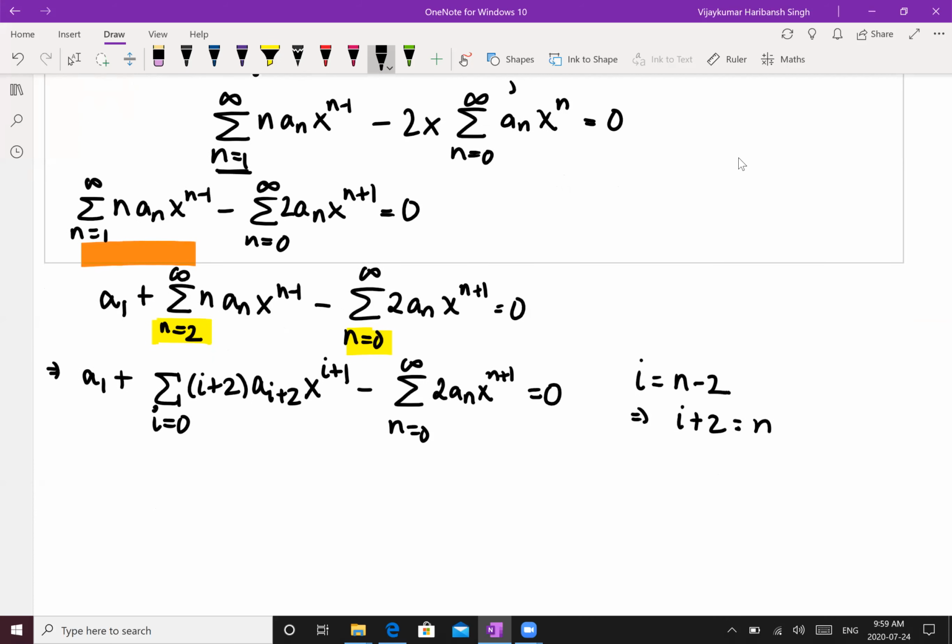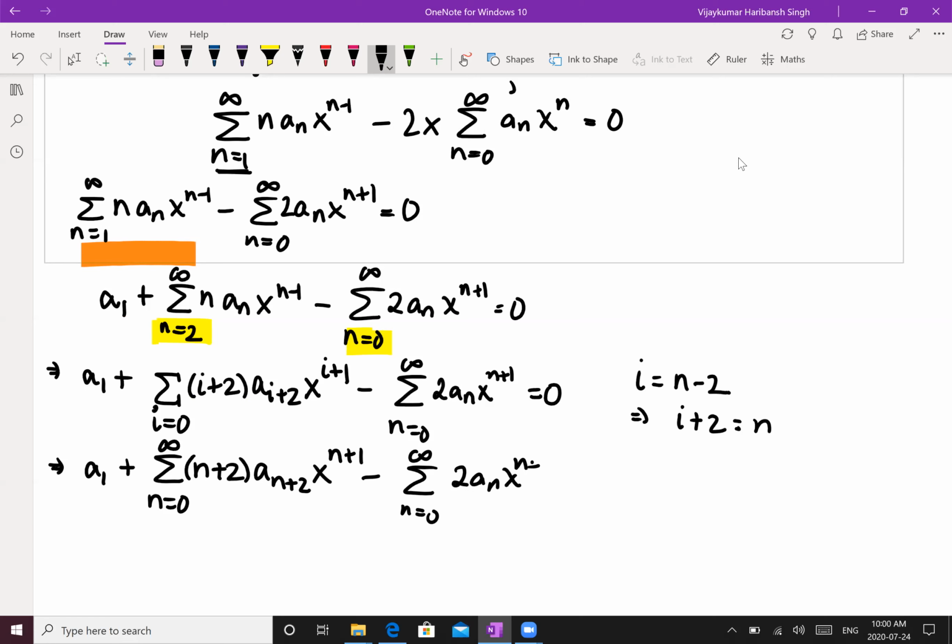Now i is basically a counter like n, so I can replace that by n. So I have a1 plus summation n equals 0 to infinity (n+2) a_{n+2} x to the power n+1, minus summation n equals 0 to infinity 2 a_n x to the n+1, equals 0. Now I could have done this directly, but we just saw how to shift the indices here.